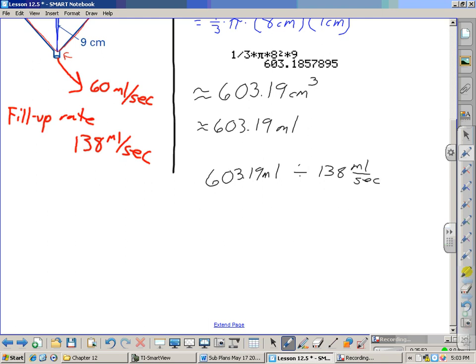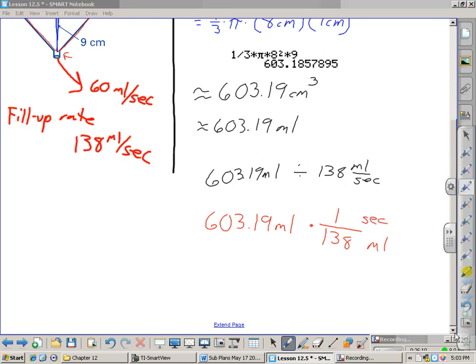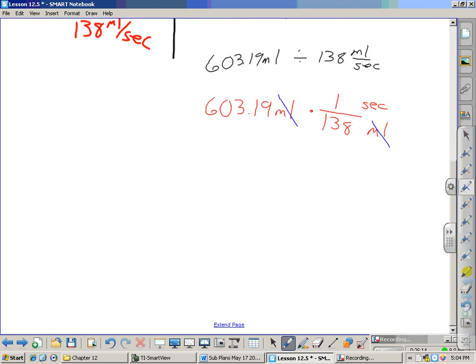Now when you divide, one thing you can do, as you should have learned probably in a previous math course, is you can multiply by the reciprocal, which is 1 over 138. And what happens here is instead of milliliters over seconds, it becomes seconds over milliliters. And the milliliters cancel out. And so what you'll get for a unit is just seconds.